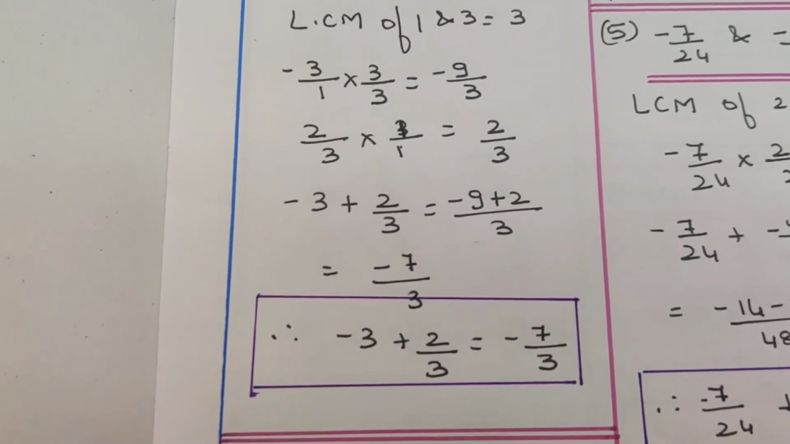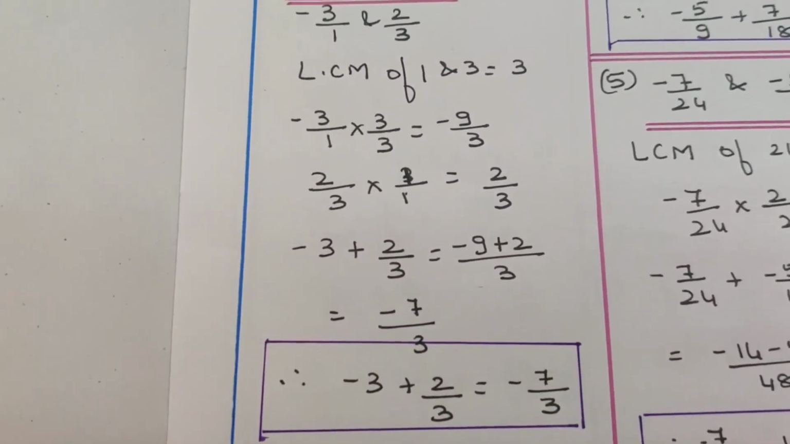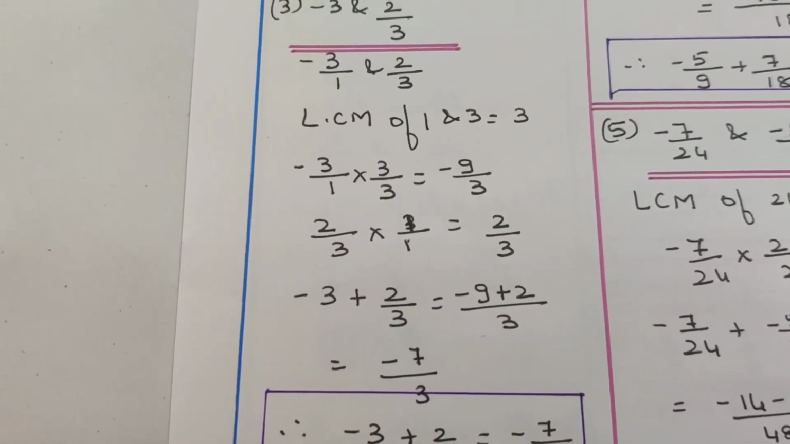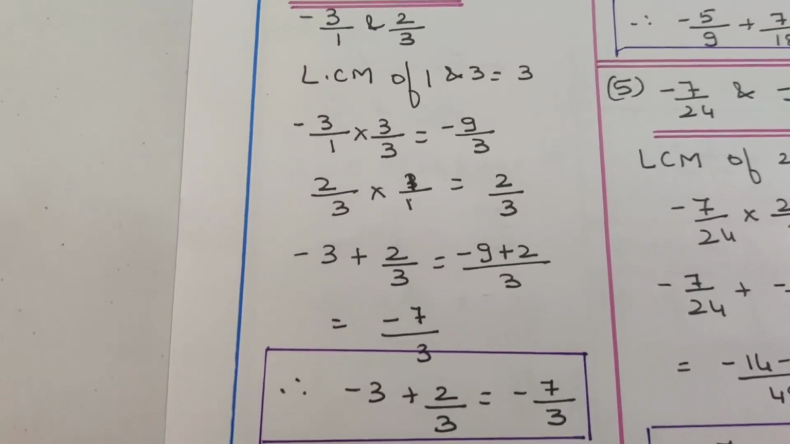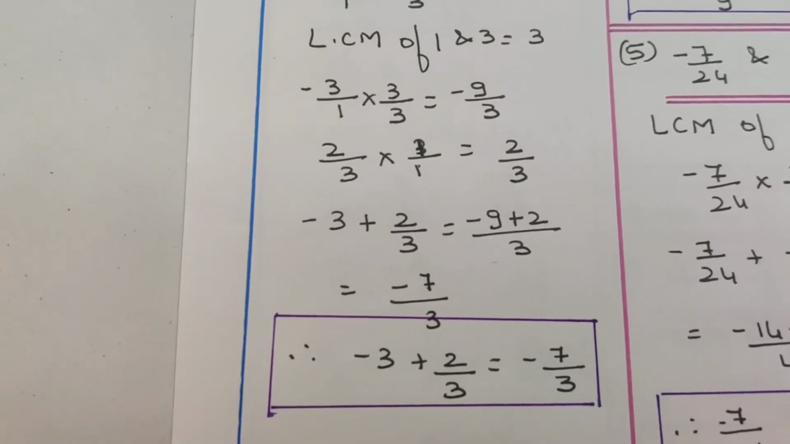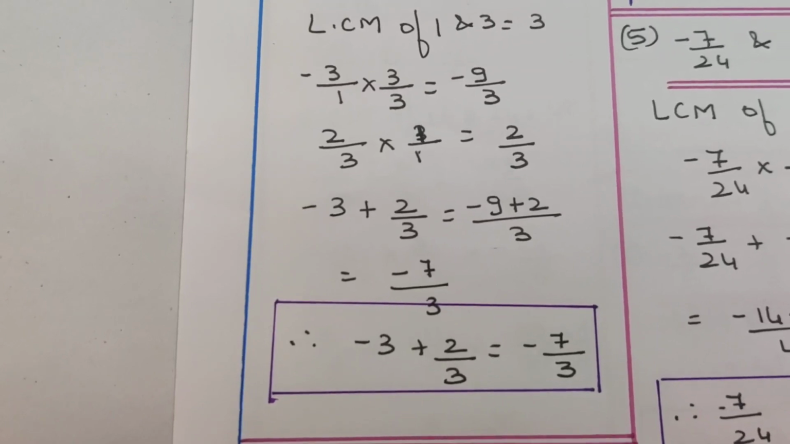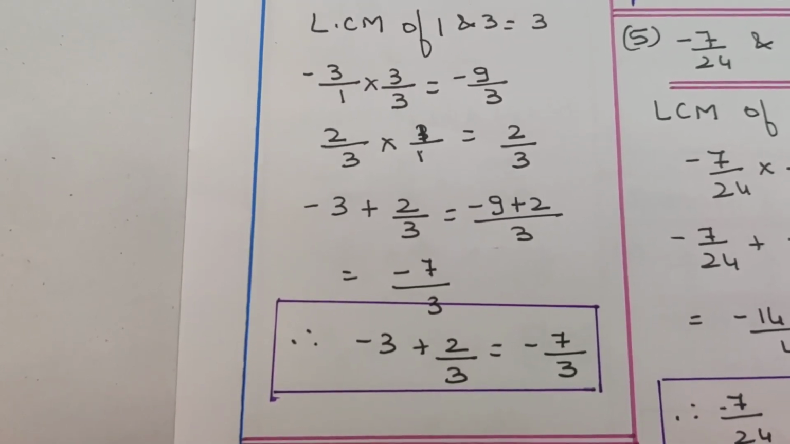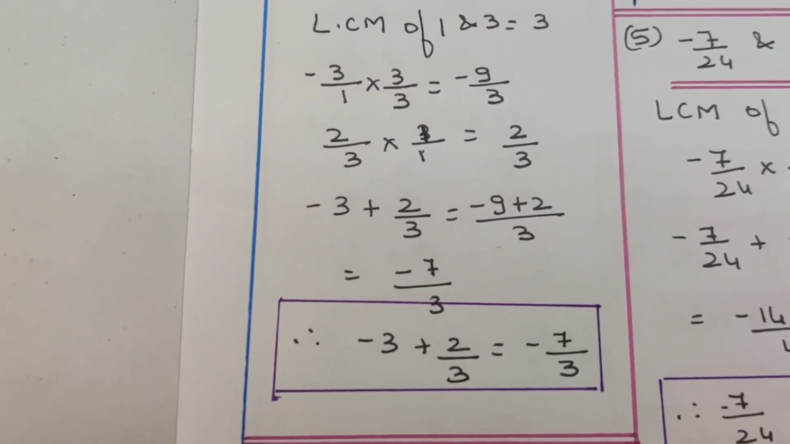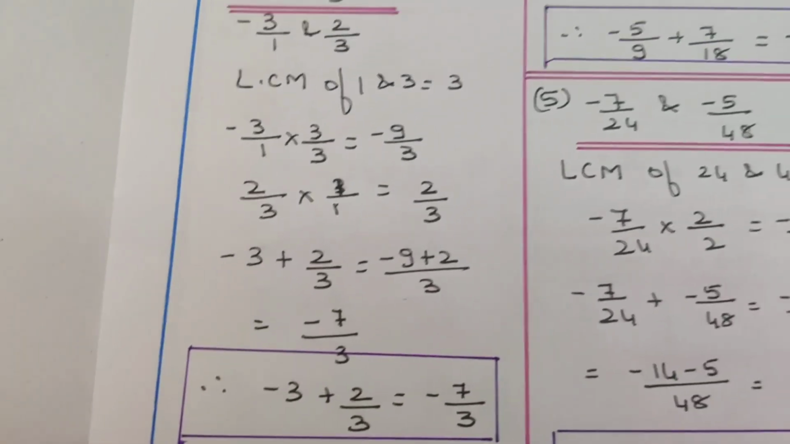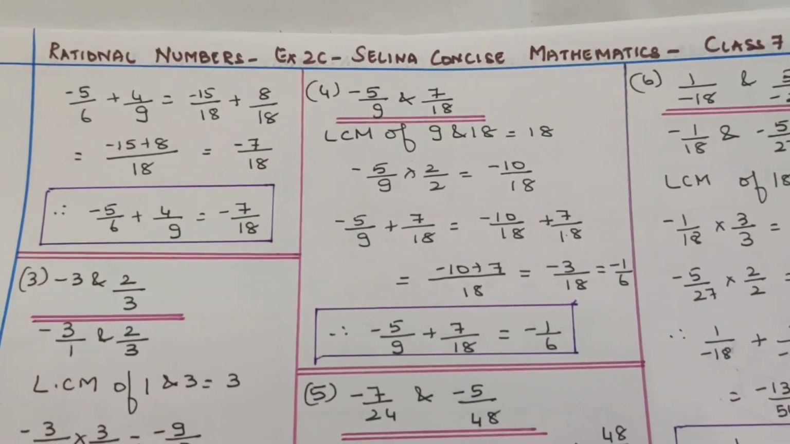So that's about this particular sum. Just pausing for a few seconds, and the answer for minus 3 and 2 by 3, the sum would be minus 7 by 3. Again, it's minus 7 by 3. If you want to convert it into a mixed fraction, you can do it. It will become minus 2 1 by 3, because we have a negative sign. Alright, let's move on to the fourth sum.